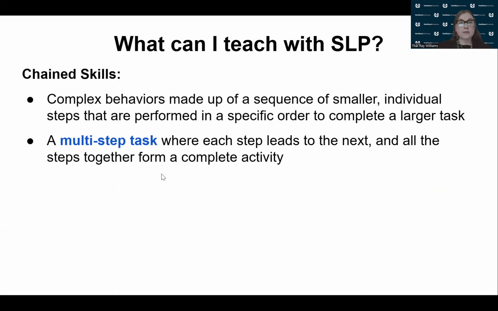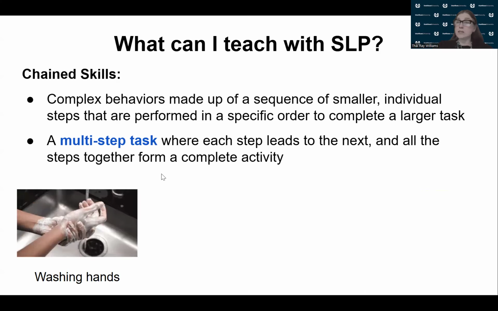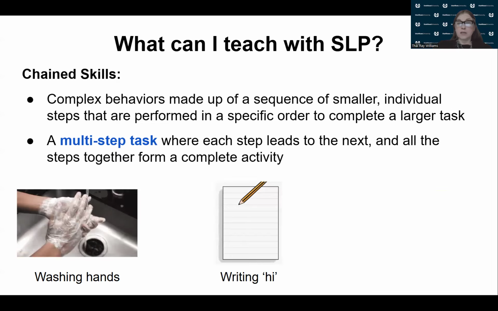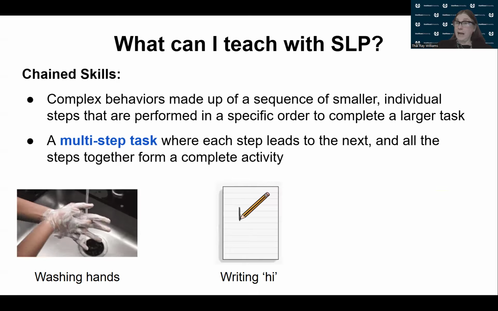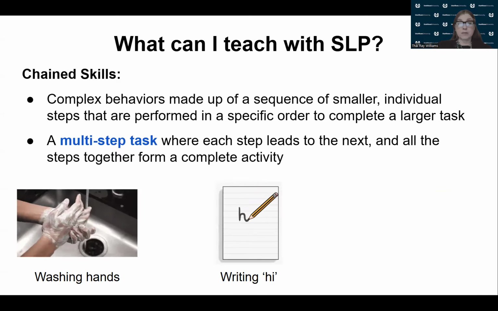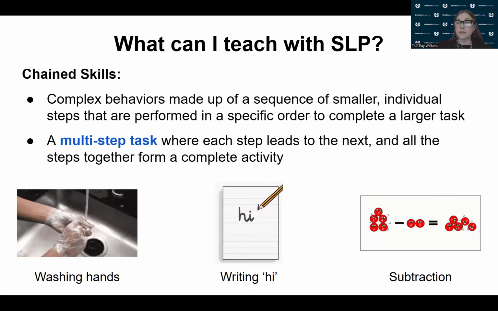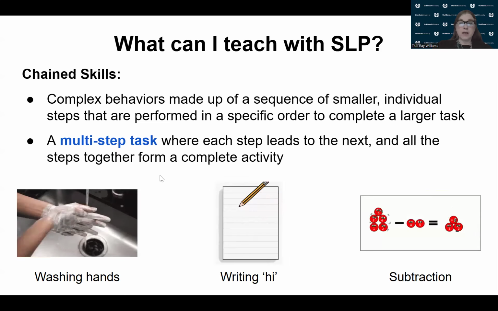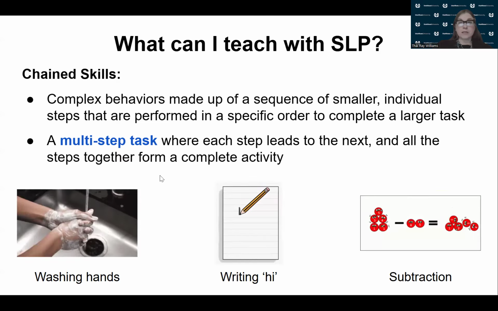And examples of those chain skills could be washing hands. Think about all the steps that are required in washing your hands. It could be writing "hi," because "hi" has multiple steps in it. Or it could be something like subtraction, because again, subtraction is a multi-step task.